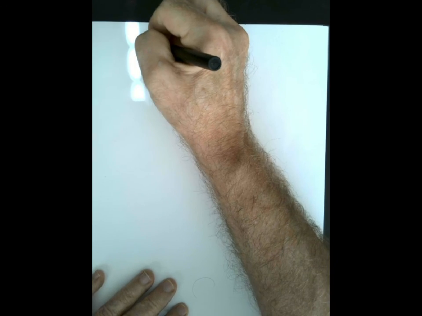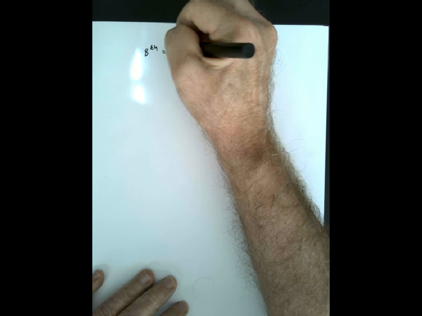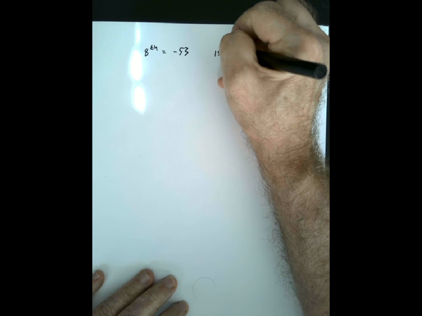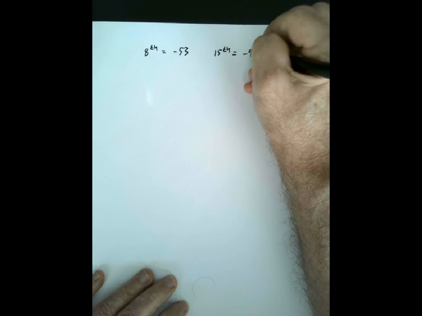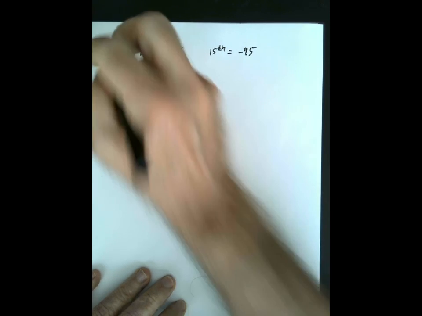So let's say that I happen to know that on a given sequence, the 8th term is equal to negative 53, right? And the 15th term is equal to negative 95. Be careful. So you try this one. This is example 3. This one's a little bit different because it's counting down. Okay? So see how that goes.